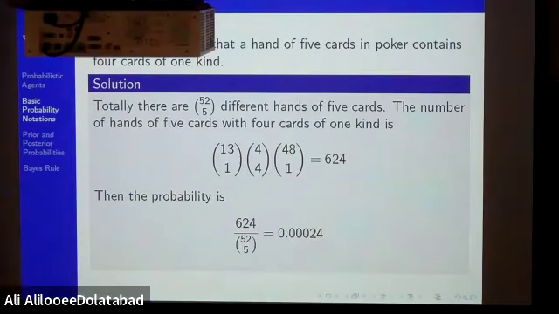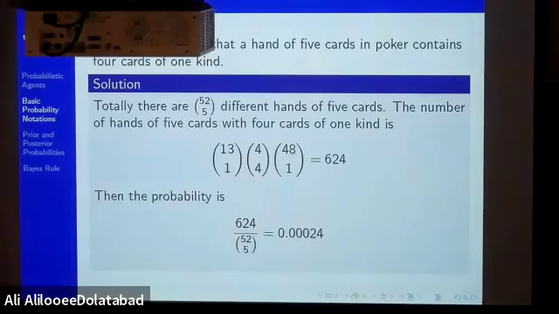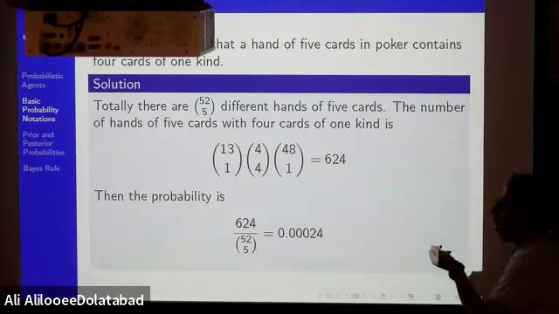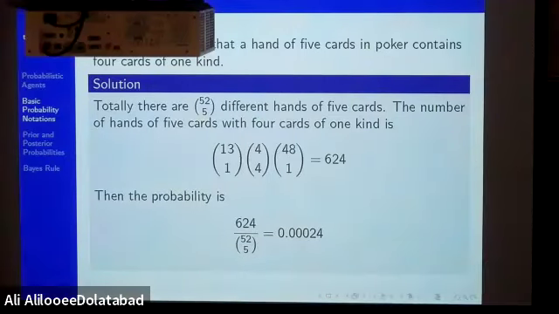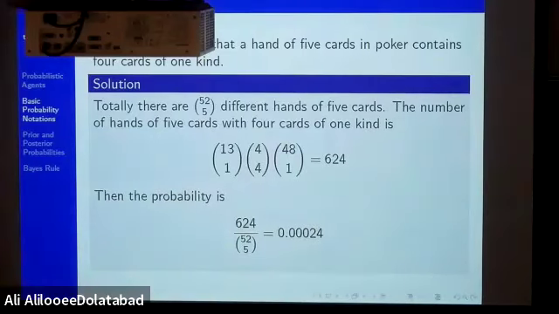that we have in the extracurricular. So what we want to do is find the probability that a hand of 5 cards in poker contains 4 cards of one kind. I'm not sure how familiar you are with poker and cards. We have 52 cards, and these 52 cards are divided into 4 classes. Each class contains 13, and we have names for these cards. So there are 52 cards in total. You want to choose 5 cards out of 52 cards.